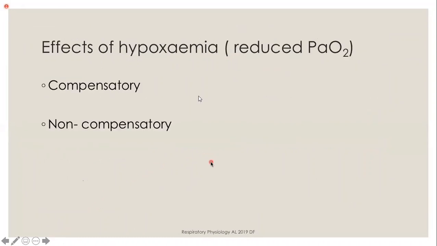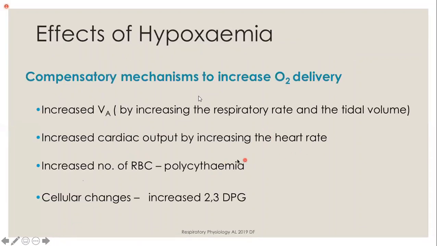Right. Now, the effects of hypoxemia due to reduced PO2 can be twofold. There are compensatory effects, there are non-compensatory effects. What are the compensatory effects? When there is hypoxemia, the respiratory rate and the tidal volume are increased, and therefore alveolar ventilation is increased. Cardiac output is increased by increasing the heart rate. You will learn about the mechanism of increasing the heart rate when you do the CVS. But during hypoxia, the heart rate is increased.